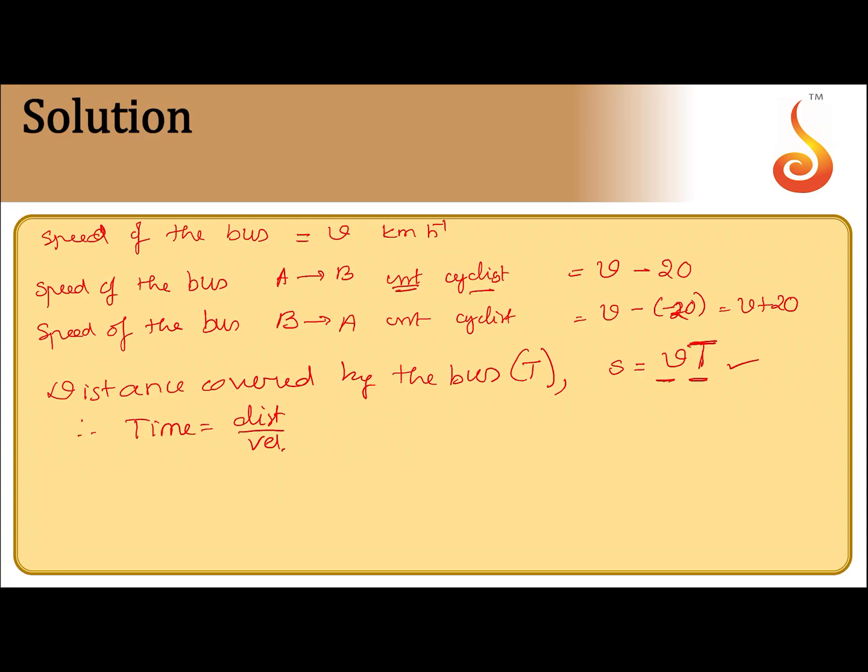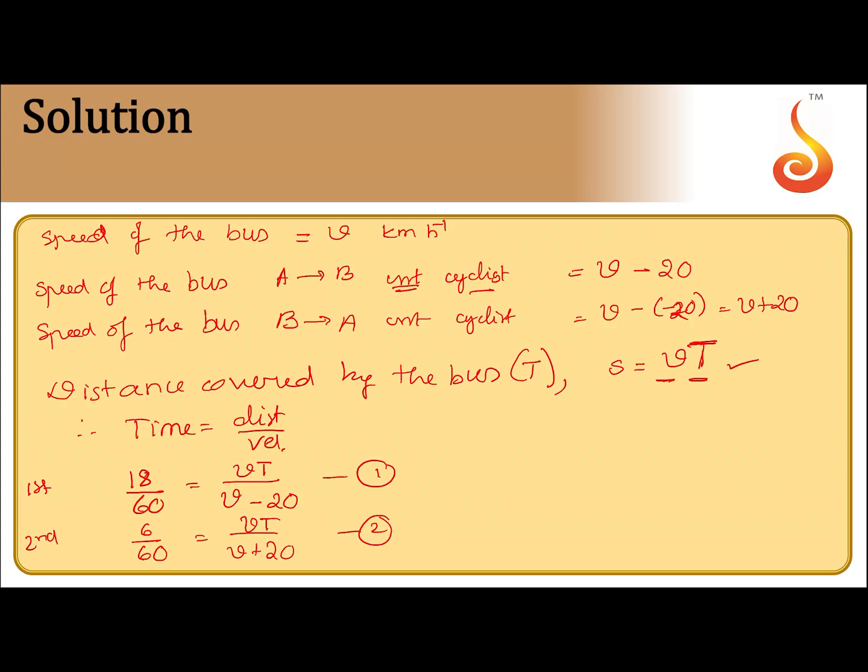In the first case, what does he say? In the question he says that every 18 minutes when he goes from A to B. So, I am going to use this equation: 18 by 60 is equal to v t divided by v minus 20. I will call this equation 1. Likewise, for the second case, that means when he notices the buses in the opposite direction, 6 divided by 60 is equal to v t divided by v plus 20. Let me call this equation number 2.